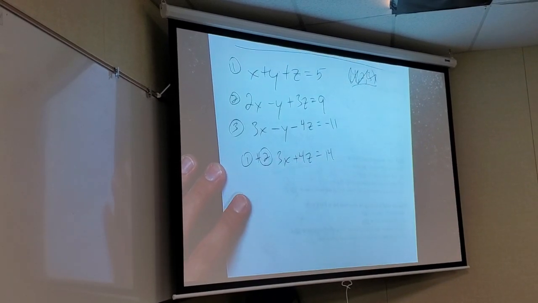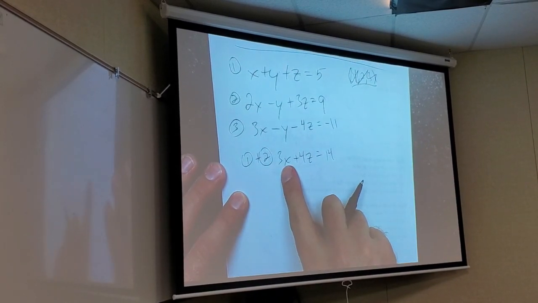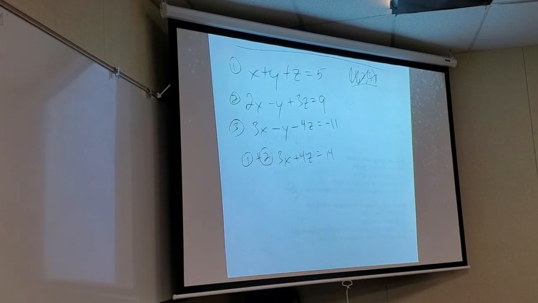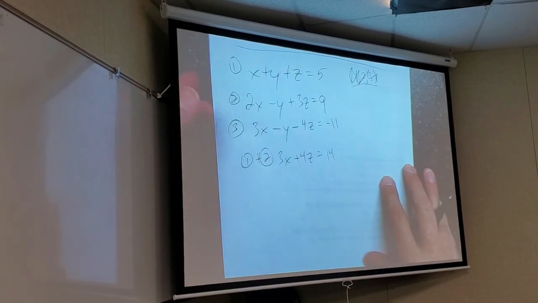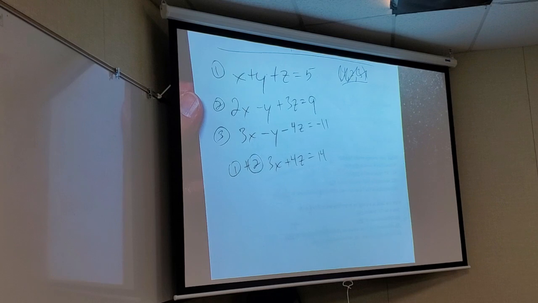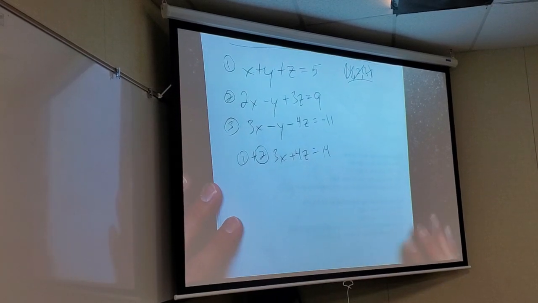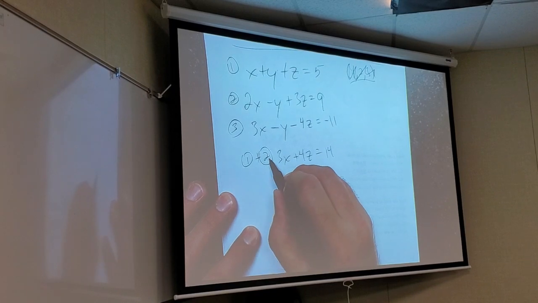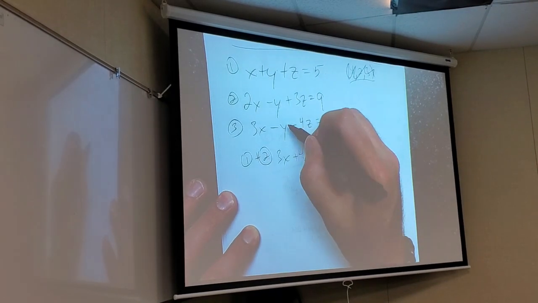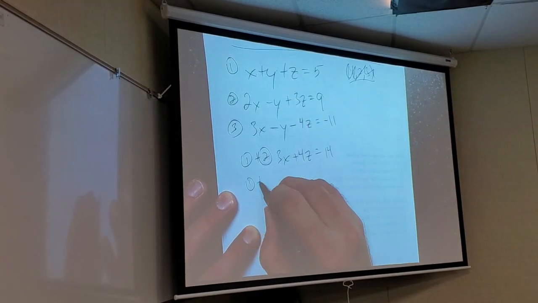Now, I've got one equation with only x and z in it. If I had another equation with only x and z in it, we could do it the way we did earlier. How do I kill y in a different way? I can't use 1 and 2 again. You can take 1 and 3. So what's 1 plus 3?